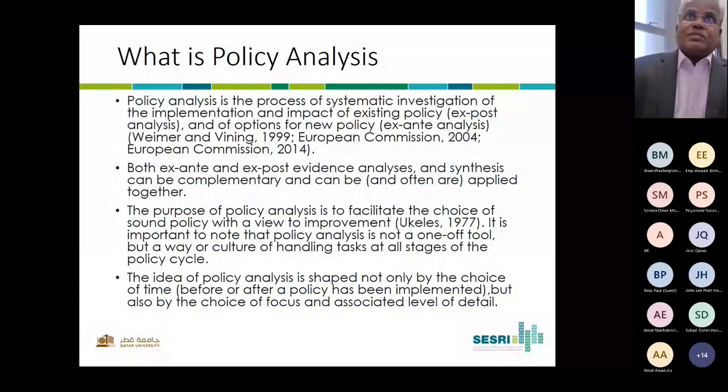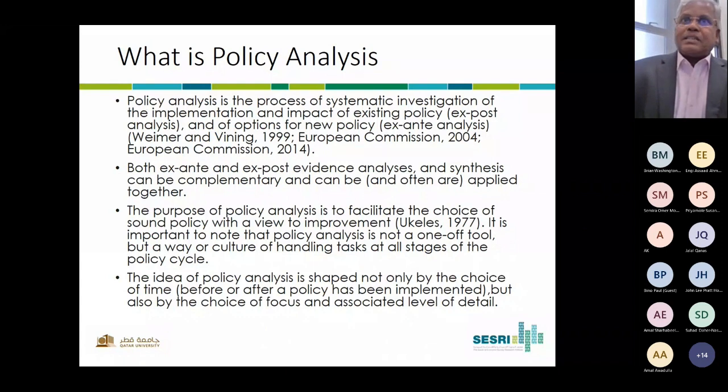What is policy analysis vis-a-vis policy? Policy analysis is a process of systematic investigation of the implementation and impact of existing policy. We could conduct both ex ante and ex post analysis of options for new policy. Both ex ante and ex post evidence analysis and synthesis can be complementary and can be applied together.